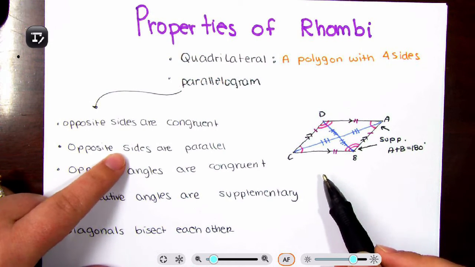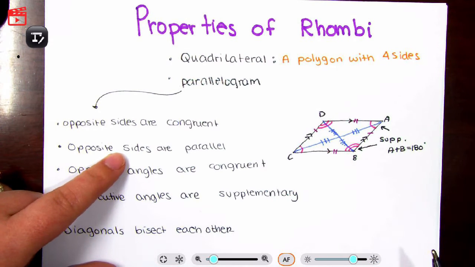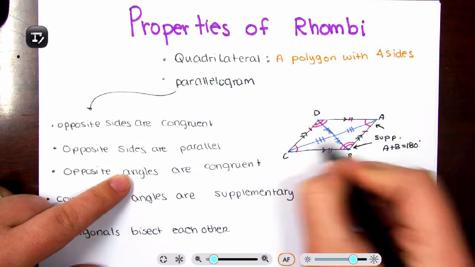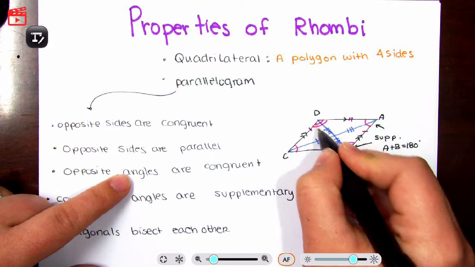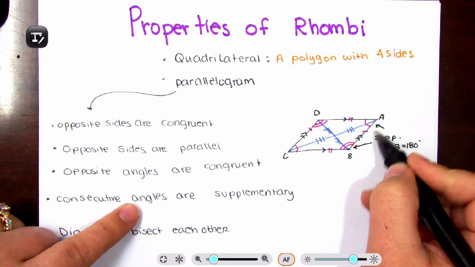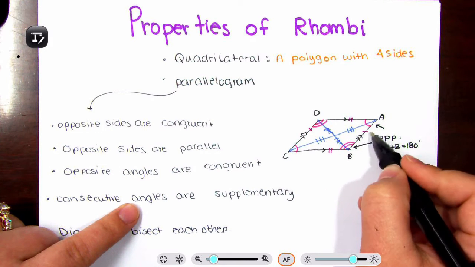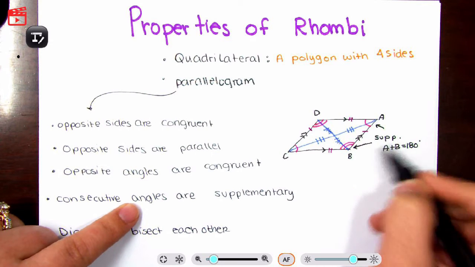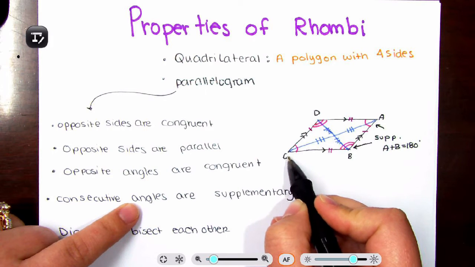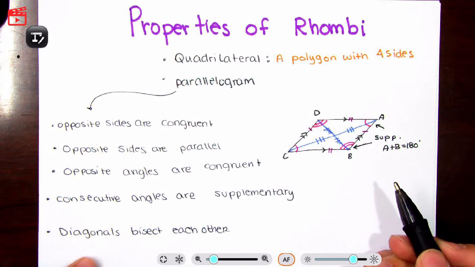We also have opposite sides are parallel. So you'll see these little arrows, these little tick marks, that represent parallel. Opposite angles are congruent. So if we have angle C, that is congruent to angle A. Angle D is congruent to angle B. Consecutive angles are supplementary. That means angles that are right next to each other, for example, B and A, when you add them together, they equal 180 degrees. C and B also added up equal 180. C and D add up to 180, and D and A add up to 180.